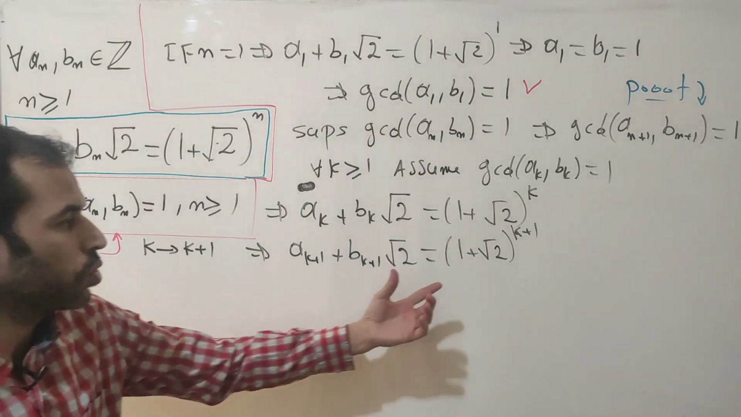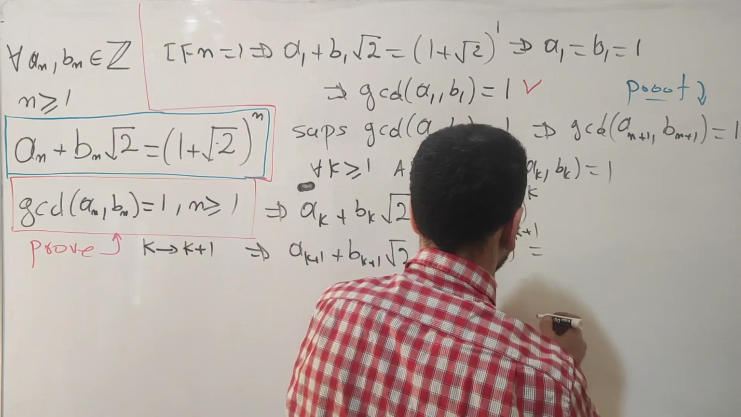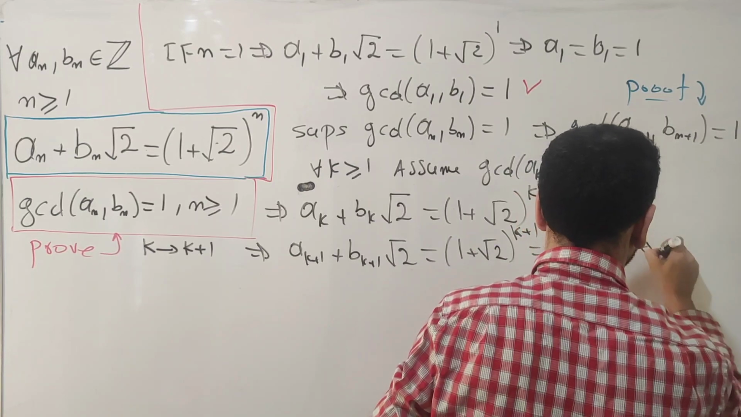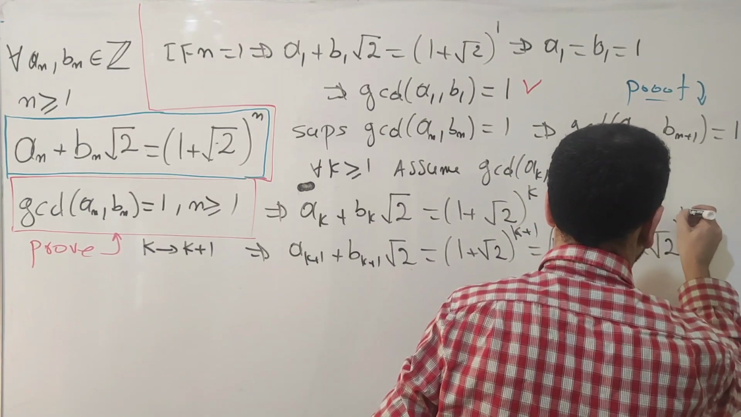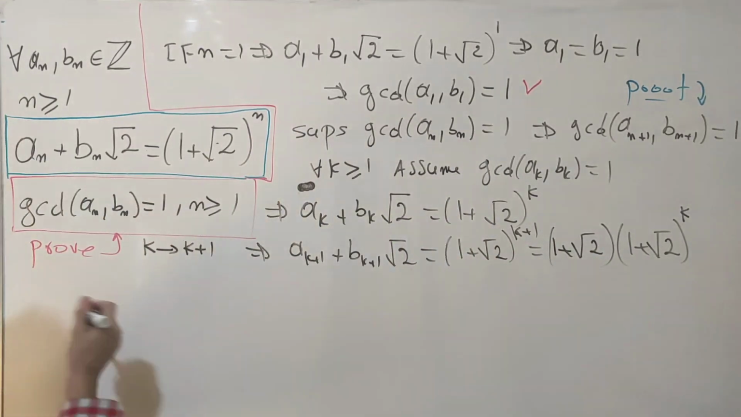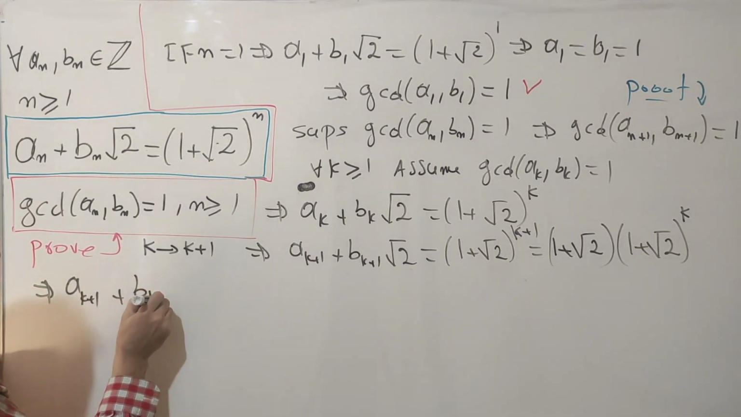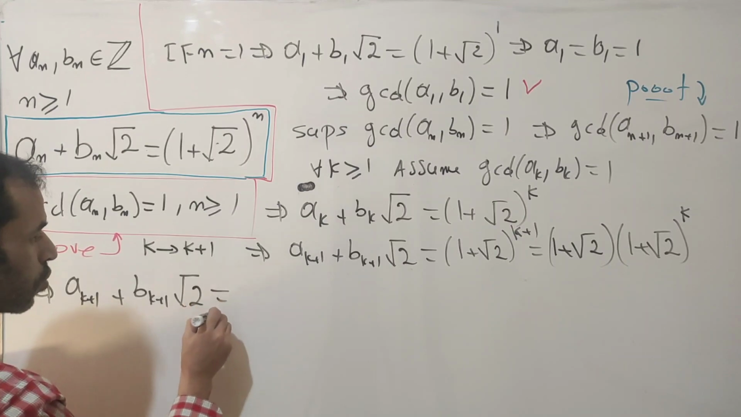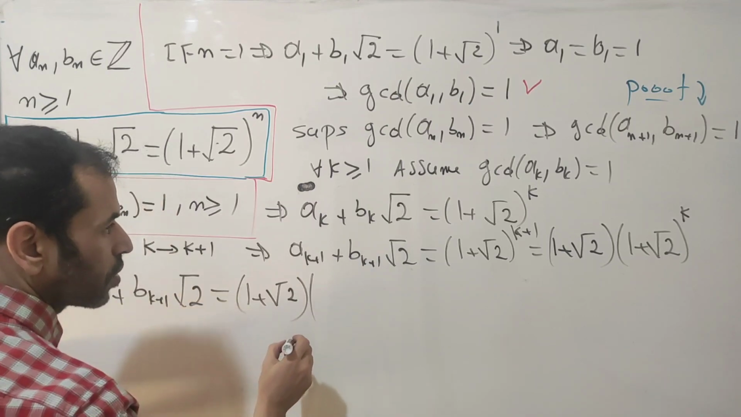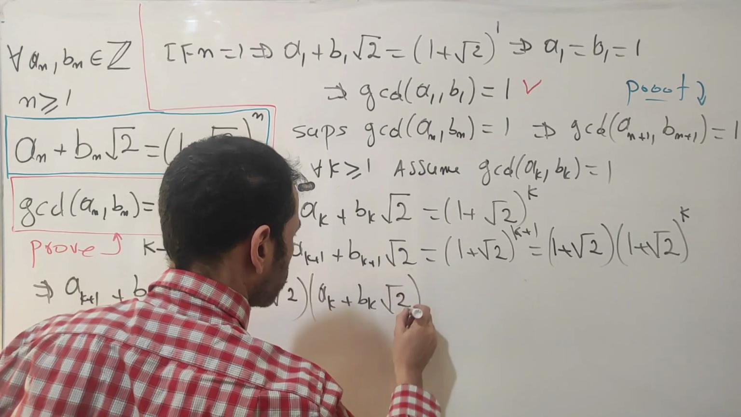We need to work on this in order to make a nice relationship between the right and left hand sides of this equation. I'm going to distribute this out. I get (1 plus square root of 2) factor (1 plus square root of 2) raised to the k. Let's replace this term with this one. This gives us a sub k plus 1 plus b sub k plus 1 multiplied by square root of 2, which equals (1 plus square root of 2) factor (a sub k plus b sub k multiplied by square root of 2).